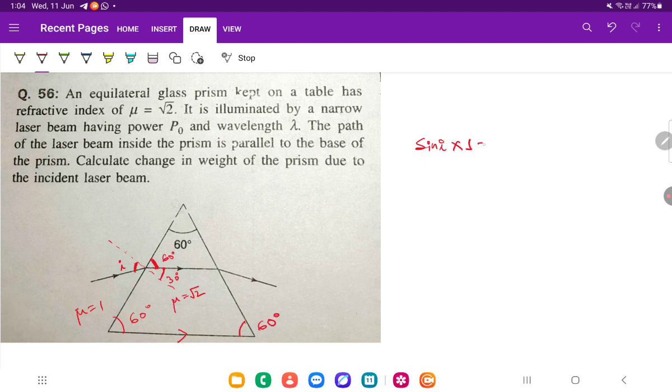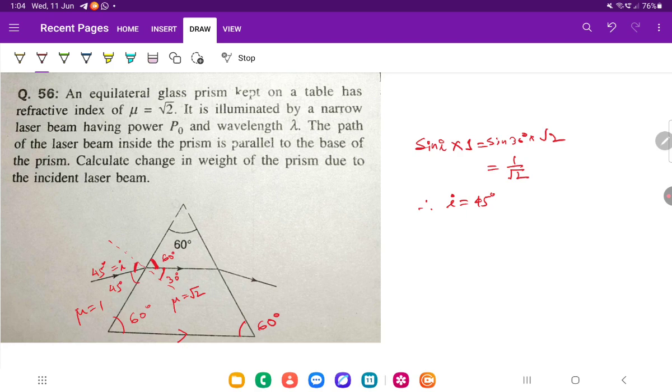It is sine i into 1 equals sine 30 degrees into root 2. So sine 30 degrees is a half, so this will come out as 1 by root 2. So i will be 45 degrees. i is 45 degrees. So this angle will also be 45 degrees as this is the normal on this surface.